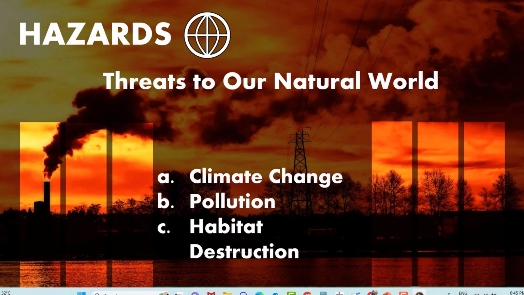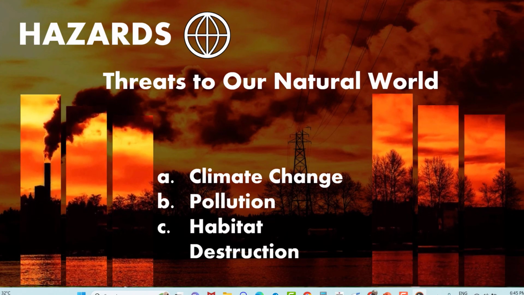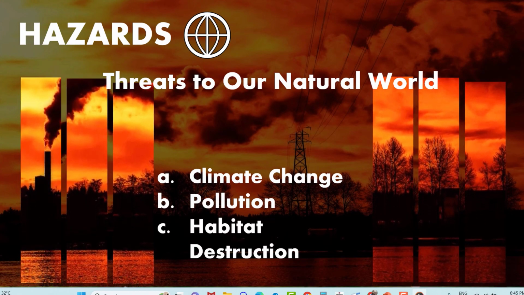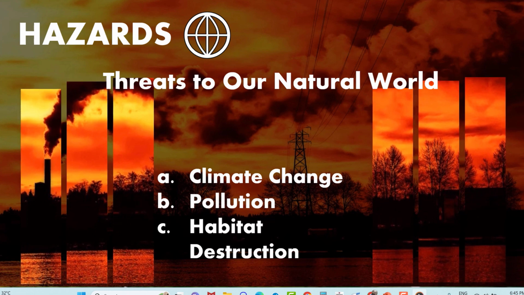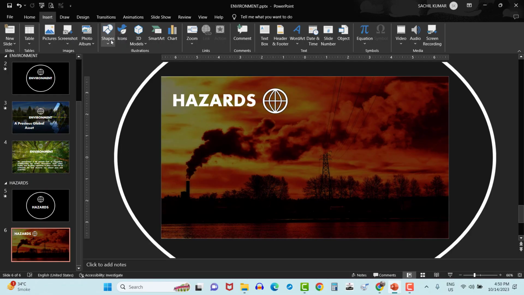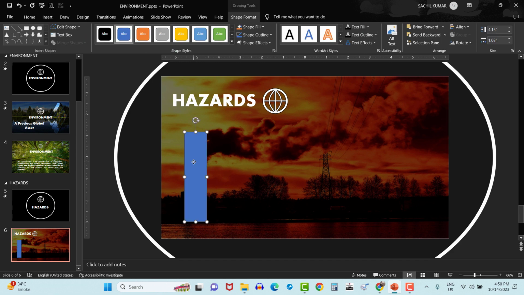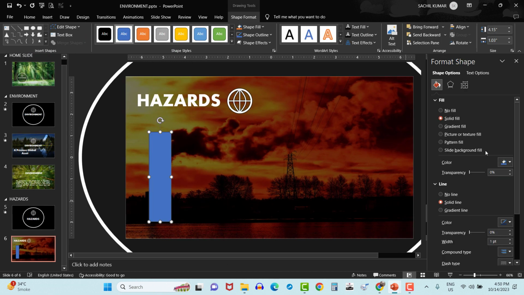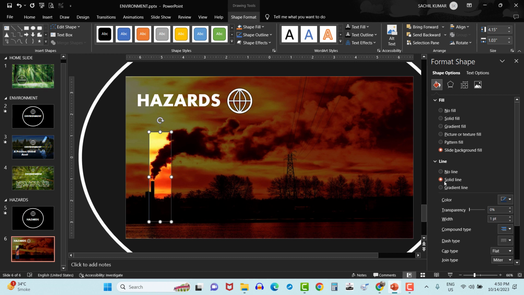Alright, now let me show you how we can add rectangle shape bar animations to the hazard section, which look like this. As you can see, they are growing up and down. For that we have to go to insert shape and choose a simple rectangle. Let's make sure that we set the slide background as the fill option for our rectangle, and for the line, let's choose no line.